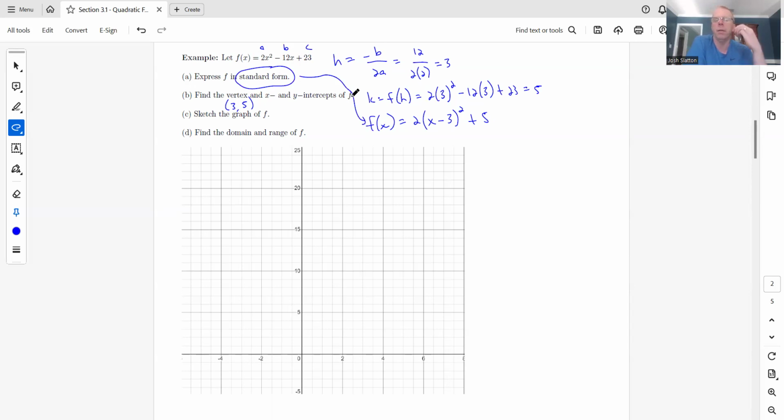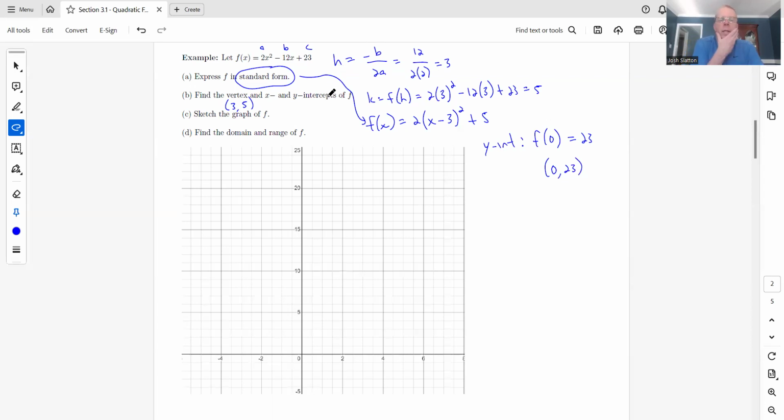So now we have the vertex. We need to find the x and y intercepts. The y-intercept is very easy. We find the y-intercept by plugging in 0 for x. So just find f of 0. If you plug in 0, these first two terms cancel out, and we have 23. So the y-intercept, which is normally written as an ordered pair, would be (0, 23).